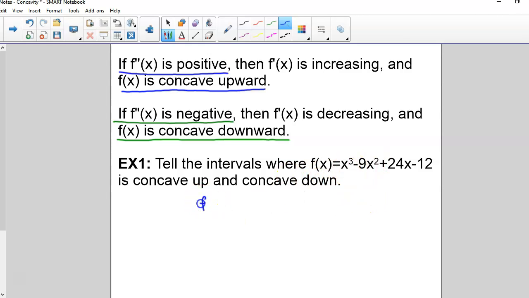So this one's very simple to take the derivative of. You would have 3x squared minus 18x plus 24. And that'd be our first derivative. Then we would need to take our second derivative. And so we get 6x minus 18.